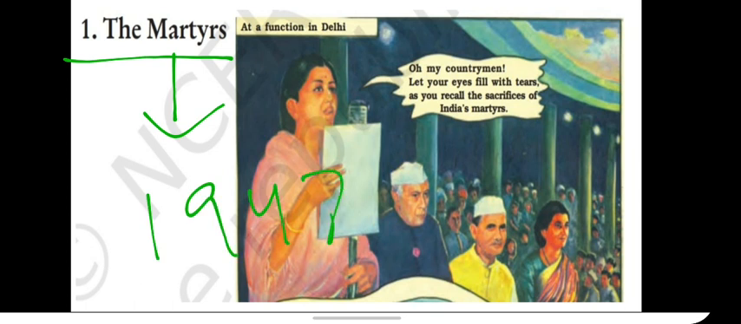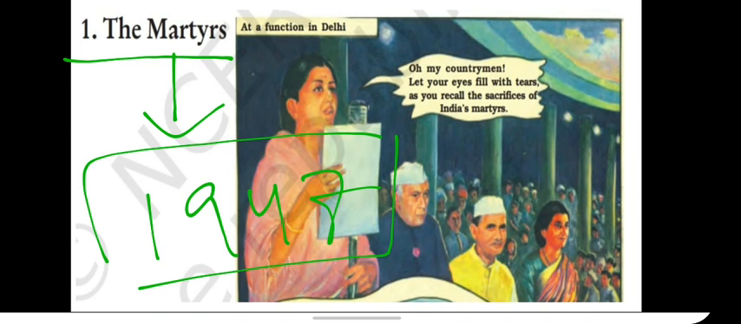1947, when India has gotten its independence. When India has finally received its independence from British Raj, at a function in Delhi, the speaker here, Lata Mangeshkar, a famous singer, sang this song called "Oh My Countrymen, Let Your Eyes Fill With Tears As You Recall the Sacrifices of India's Martyrs." Because of the martyrs' sacrifice, India has finally gotten its freedom and independence. So on such an occasion, we should remember the sacrifices made by Indian martyrs, and we should fill our eyes with tears when we remember it, my countrymen. So that was her request.